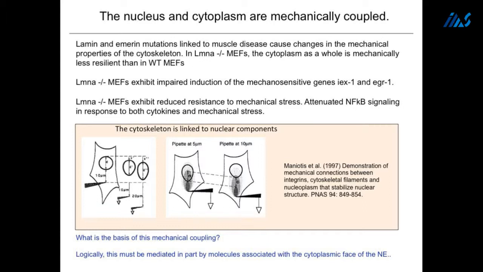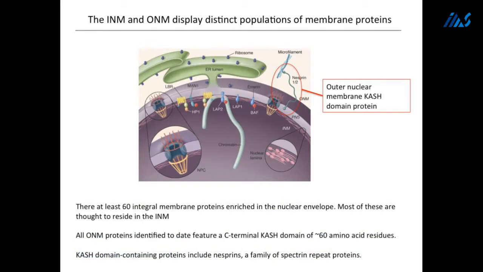Furthermore, components within the nucleus also moved in the direction of the needle. So evidently, somehow or another, there are components of the cytoskeleton out here which are coupled to components within the nucleoplasm in here. So what's the basis of this mechanical coupling? Well, logically, I think this has to be mediated, at least in part, by molecules associated with the cytoplasmic face of the nuclear envelope. So basically, proteins out here.